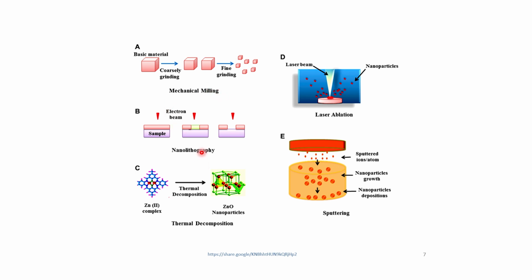Then it can be nanolithography. What does lithography mean? Litho means stone, graphy means writing. So we are writing something on a solid material. That's the sample, and an electron beam is put down to create a desired material.